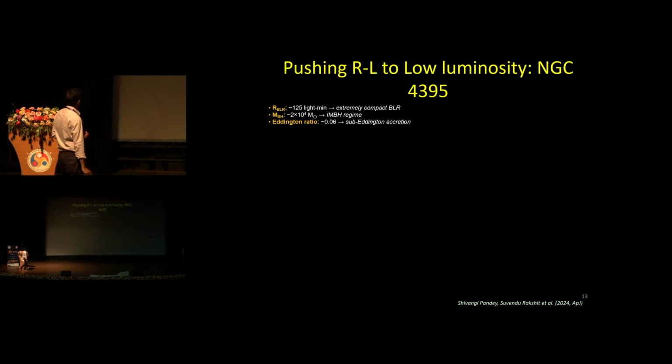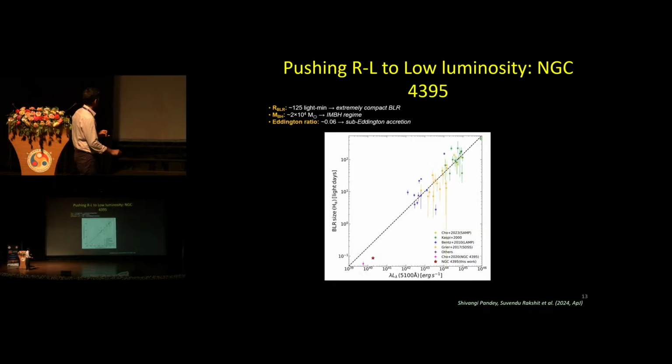So, we estimated the BLR size of this object to be 125 light minutes. This is way down compared to the other objects that I mentioned, of the order of days. This object is hosting an intermediate mass black hole of the order of 20,000 solar masses, and we see this object is accreting at a sub-Eddington rate of 6%. So, where is this object situated? This is the BLR size and luminosity relation.